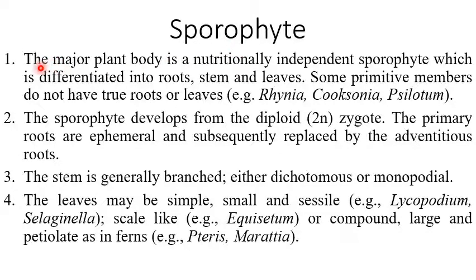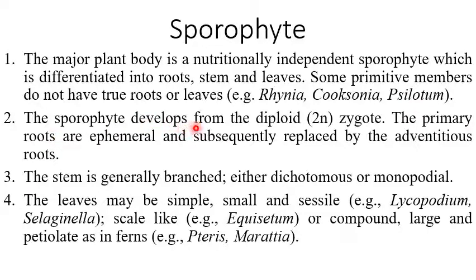Now let's learn about different characters. The major plant body is a nutritionally independent sporophyte, which is differentiated into root, stem and leaves. But some of the primitive members do not have true roots or leaves, and the plants which do not produce roots and leaves include Rhynia, Cooksonia and Psilotum. Psilotum is a living form of pteridophytes.